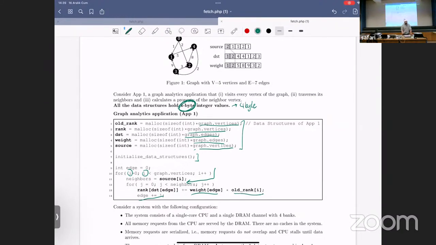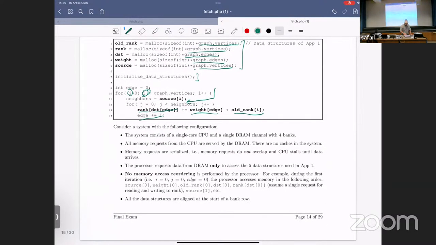The next one is the old rank, which we access for every vertex. It depends on the I. The next one that we need to read is the destination at the edge. And then the next one is the rank, using the result of the destination at the edge, right? So how many accesses do we have? Source, weight, old rank, destination, and rank. So we have five memory accesses in total, right?